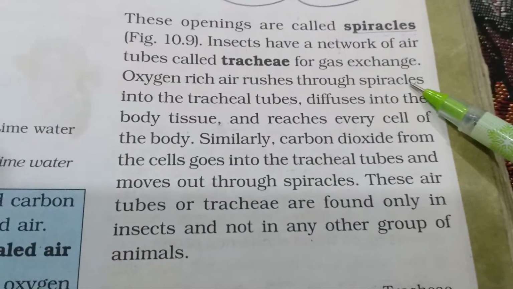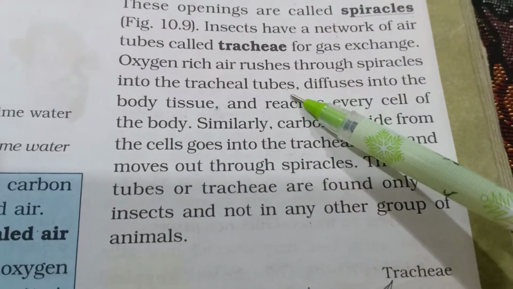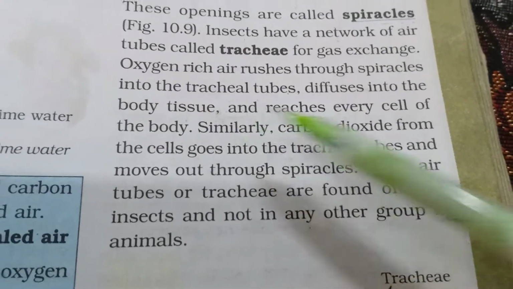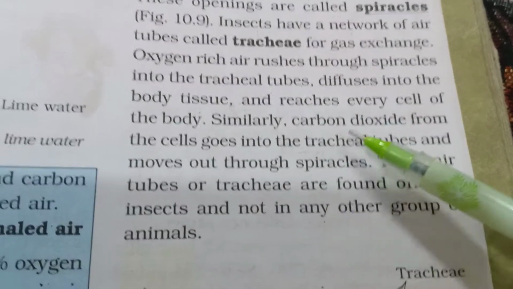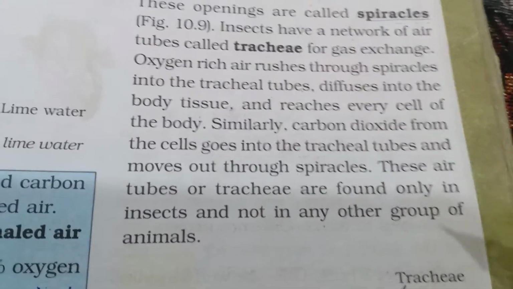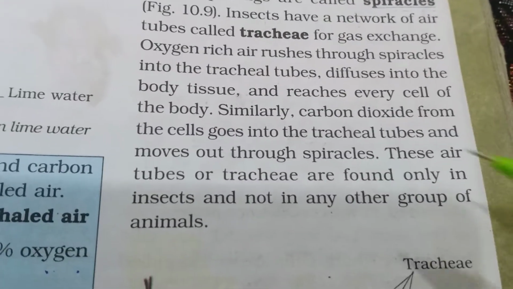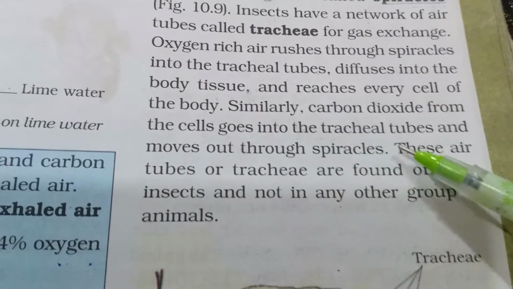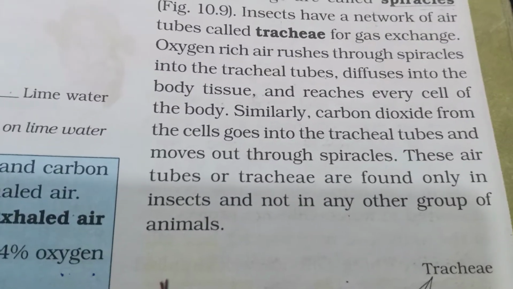Spiracles से वो कहाँ जाती है जो उनकी oxygen rich होती है air? वो trachea में जाती है, tracheal tubes में, और वहाँ जाके diffuse हो जाती है उनके body tissues के अंदर, और वहाँ से tissues से वो हर एक cell तक पहुँच जाती है. Similarly carbon dioxide भी, अब अगर हम oxygen inhale करेंगे तो वही organisms carbon dioxide exhale भी करेंगे. तो ऐसे ही same mechanism है. Carbon dioxide cell से कहाँ गई? Tracheal tubes में, और tracheal tube से spiracles के through बाहर आ गई.